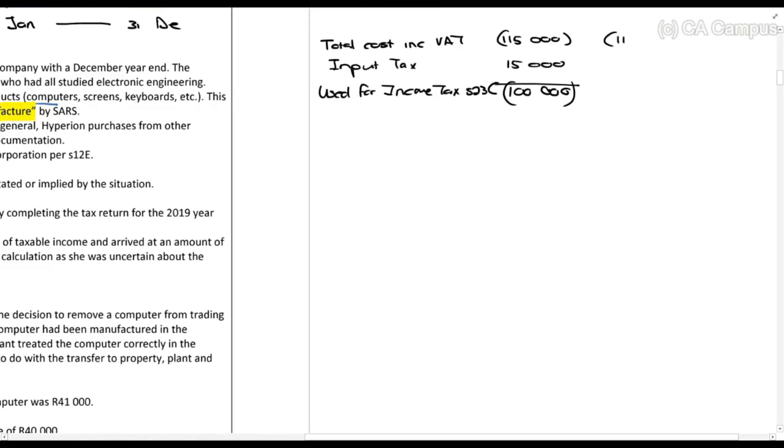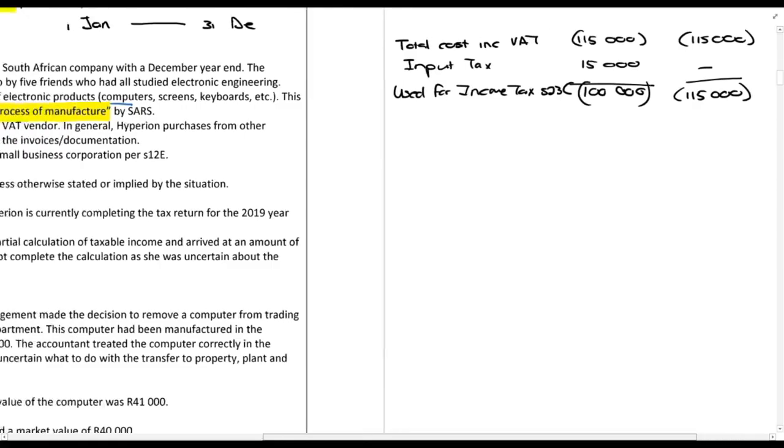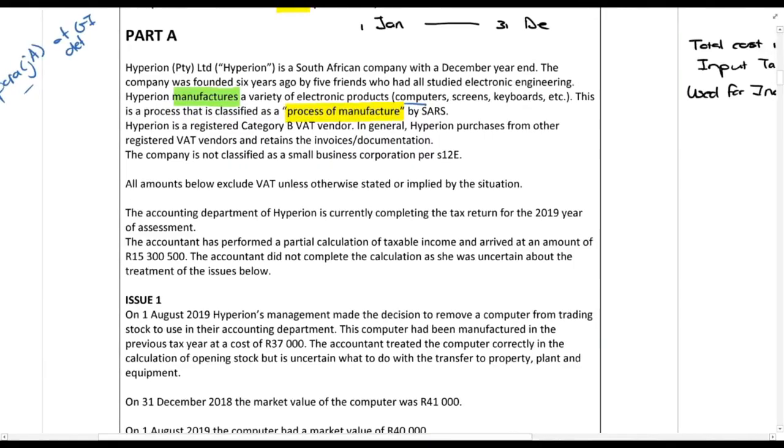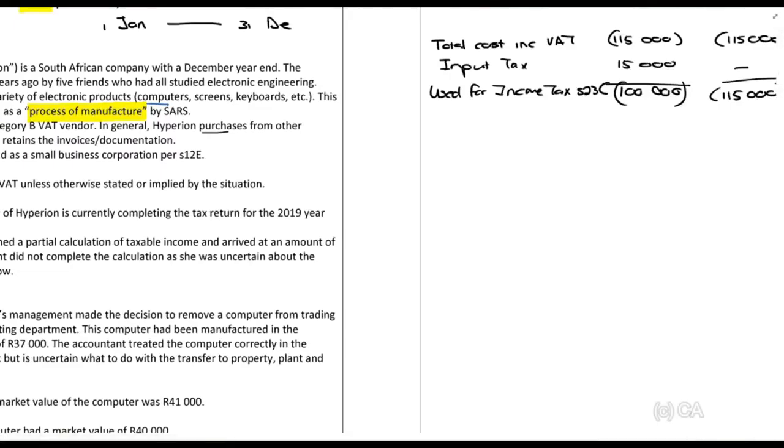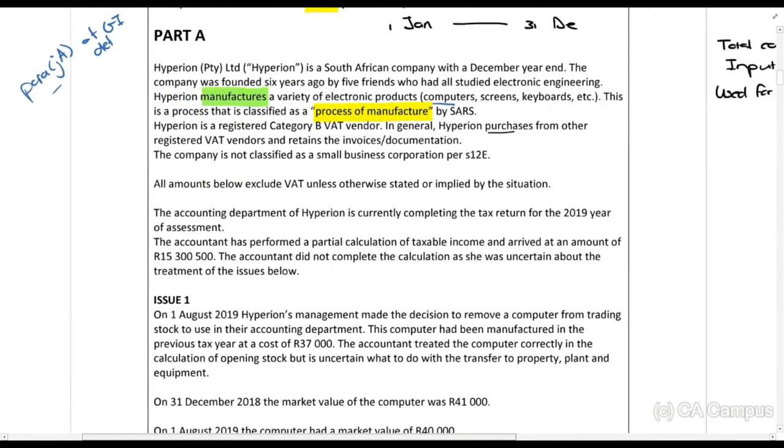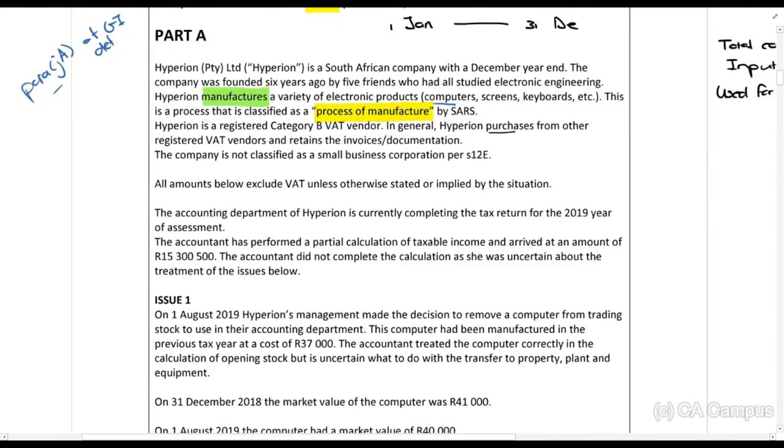If you go and you purchase something and you can't claim the VAT because you're not a vendor, or you didn't buy it from a vendor and it's not second-hand goods, or you are using it for exempt purposes, or input tax is denied, like for a motor car or entertainment, then the amount that you'll use for income tax is the amount including VAT. So this is a principle that you need to be aware of. So when you see a comment like this, they purchase from other registered VAT vendors, they try to tell you that usually this company is able to claim input tax. Right? And then they say they keep the necessary documentation.